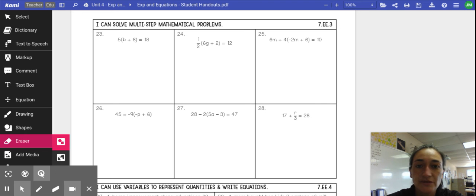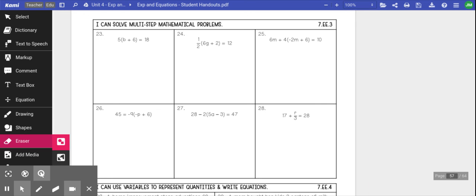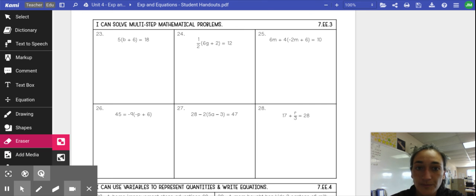Okay, the next thing we are going to take care of is trying to solve inequalities. Okay, so be looking for that.